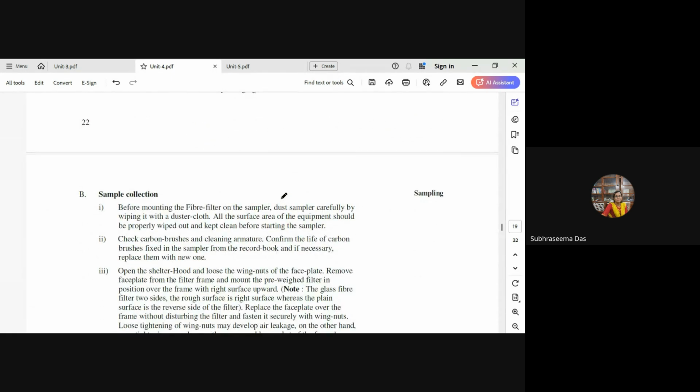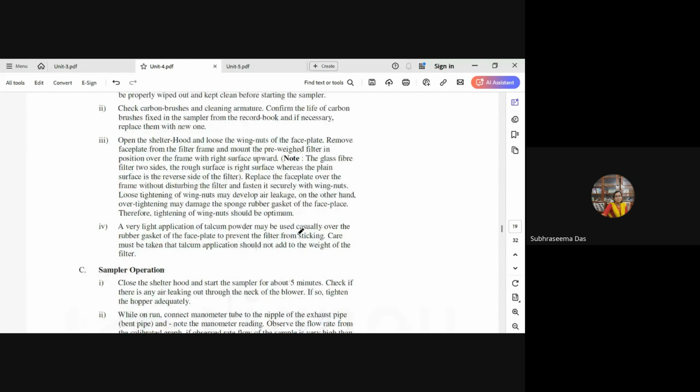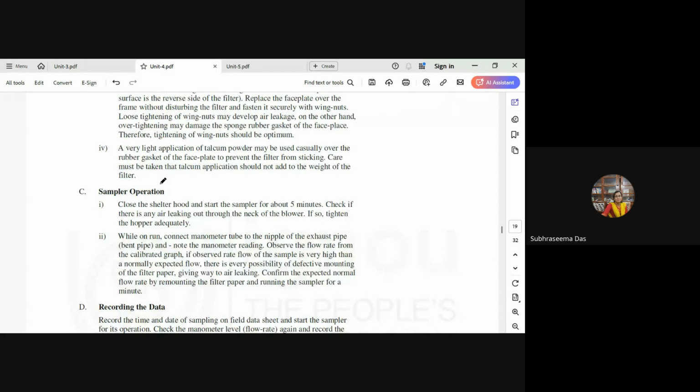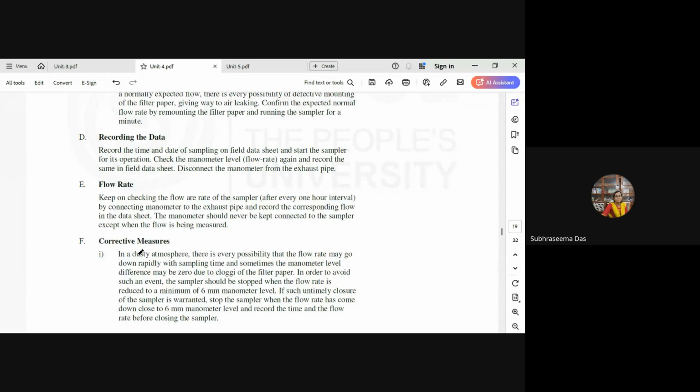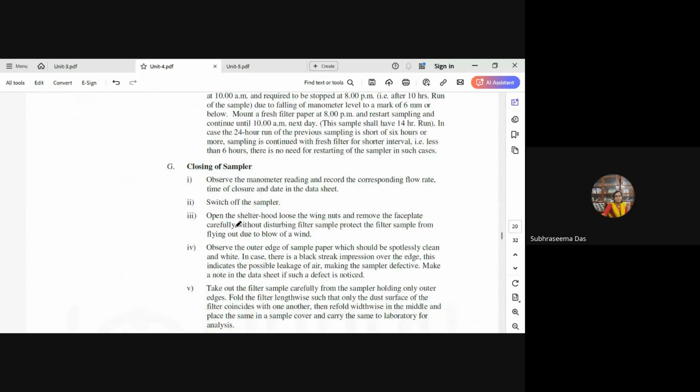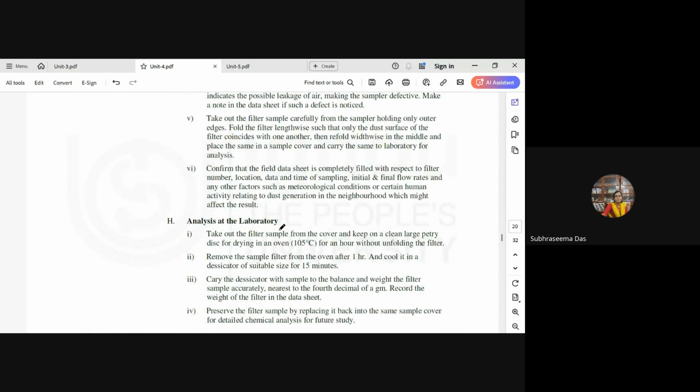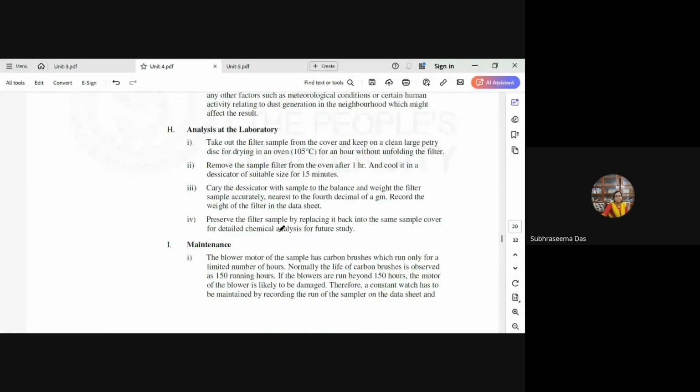Then is sample collection. By mounting this filter paper on the dust sampler, it is first wiped clean with a duster cloth. Then various processes are taken care of. Then comes the sampler operation. The shelter hood is closed for about 5 minutes, and then during the run, the manometer readings are made for 1 minute, the data is recorded, and the flow rate is maintained. There are certain corrective measures that need to be done, and finally the closing of the sampler. These are the 8 steps, and then the analysis at the laboratory. After analysis, the filter paper is preserved, and then again kept for further analysis.